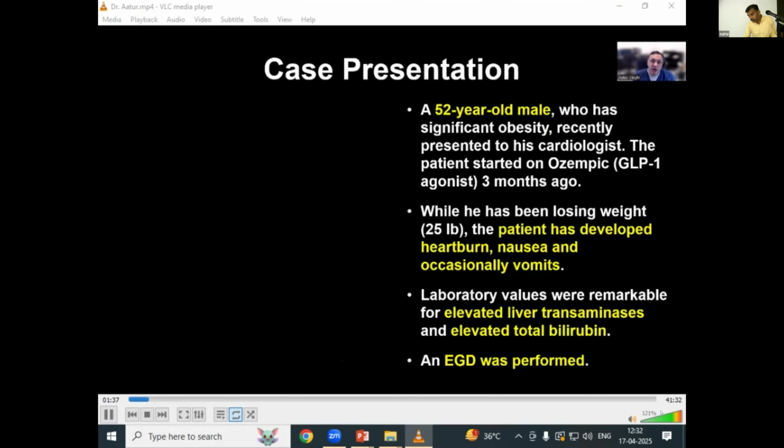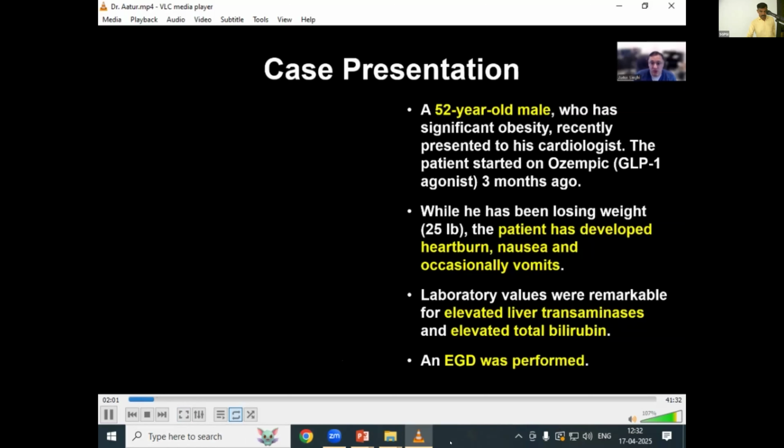cardiologist complaining of heartburn, nausea, and occasional vomiting. The patient was obese and had been started on a GLP-1 agonist, which is really gaining a lot of fame here in the United States, specifically Ozempic. Although he was losing weight, the side effects of Ozempic were getting worse, which caused the cardiologist to start questioning whether this was really due to Ozempic or something else underlying in this patient.